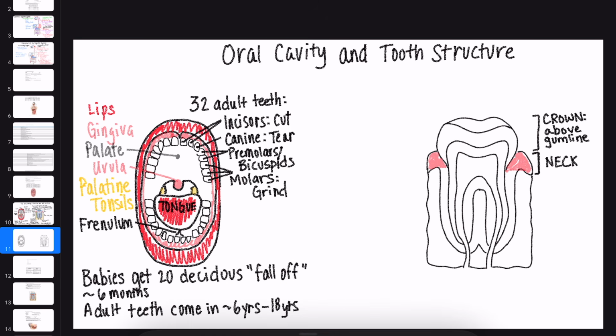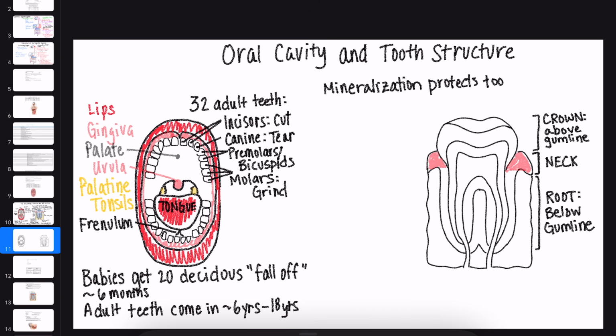And then the part that is not visible above the gum line is called the root. So this is below the gum line. Now, the tooth is protected by very strong mineralized structures. So mineralization protects the tooth, and I'm going to show you the 3 types of mineralization in the tooth.